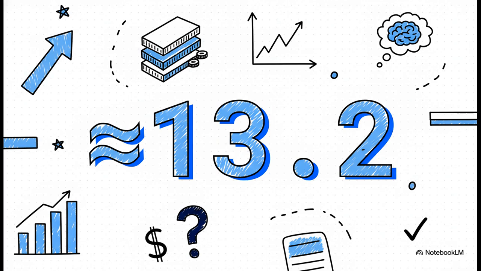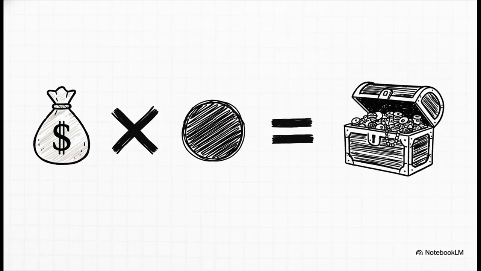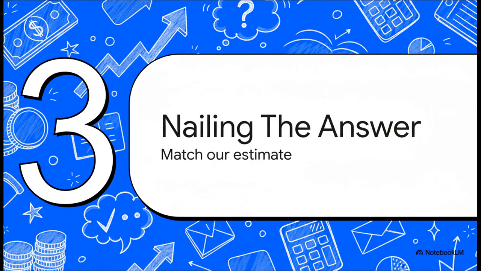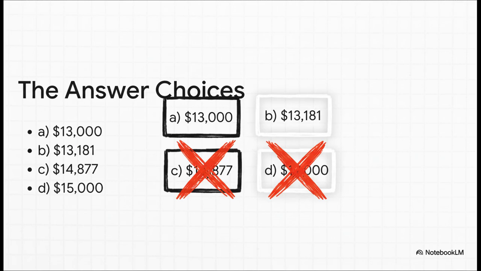We are so close to the final answer now. And now for step 3, which is by far the easiest part of this whole thing. We just take our annual payment, that's $1,000, and we multiply it by the annuity factor we just found, 13.2. That gives us our estimated future value, $13,200. So we have our number. This is the moment of truth, right? Let's take our ballpark answer and see how it stacks up against the actual options you'd probably see on the exam. And here they are.